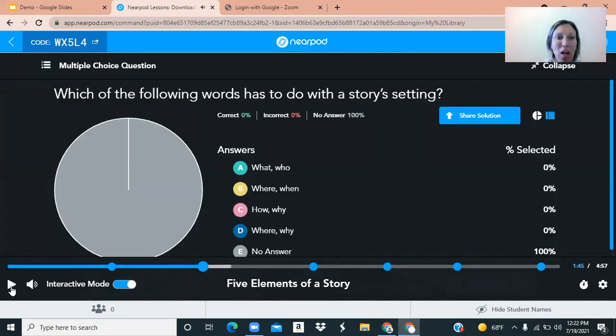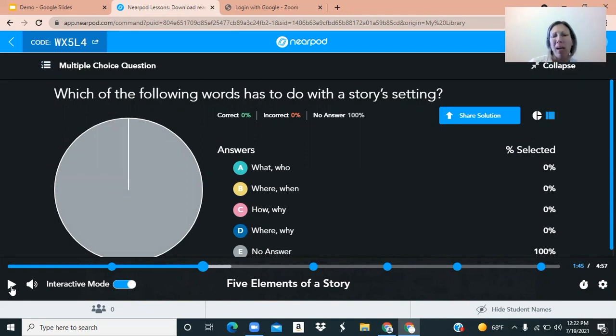Okay, so which of the following has to do with a story setting? We want to think about this closely. Let's read all of our answers first. Always read all of our answers first in multiple choice questions, okay? We have A, what or who. We have B, where and when. We have C, how and why. And we have D, where and why, okay?